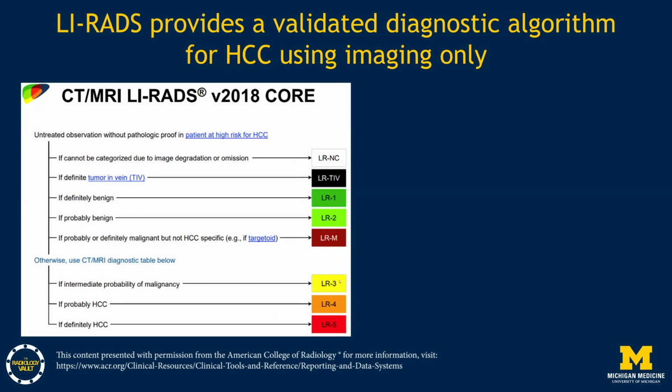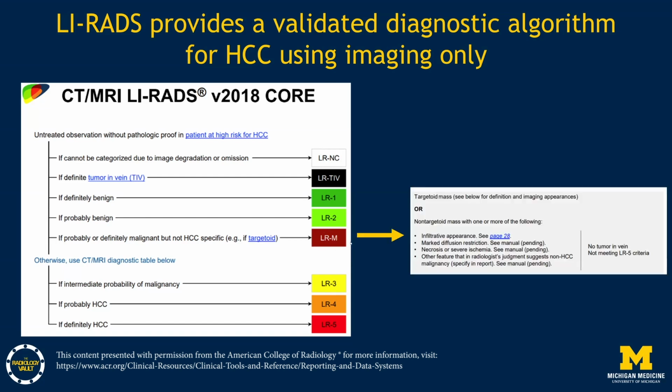And you can see from LR3 to LR5, you have a highly increasing probability of HCC. Now, talking briefly about what LR-M is, it's either a targetoid mass or a non-targetoid mass with either infiltrative appearance, marked diffusion restriction, necrosis, or other features that, in radiologist judgment, suggest non-HCC malignancy. This does not meet the criteria for LR5 and there is no tumor in vein.